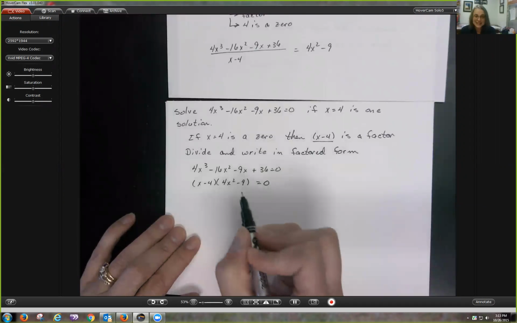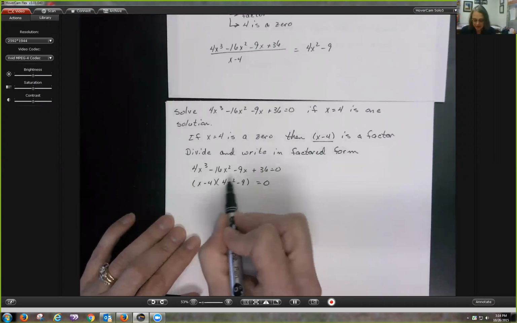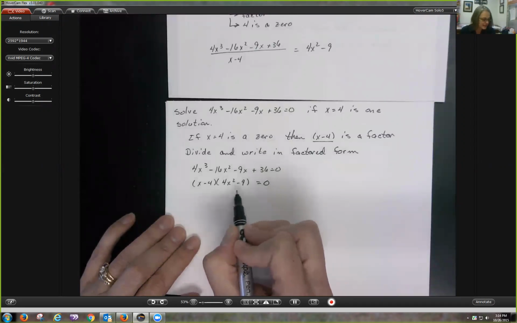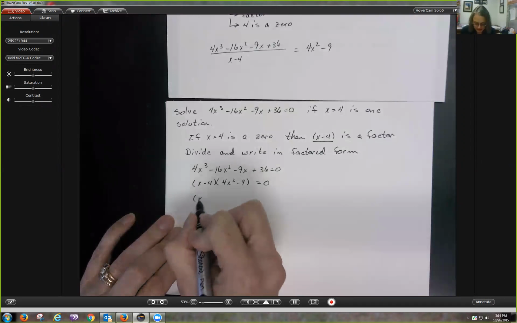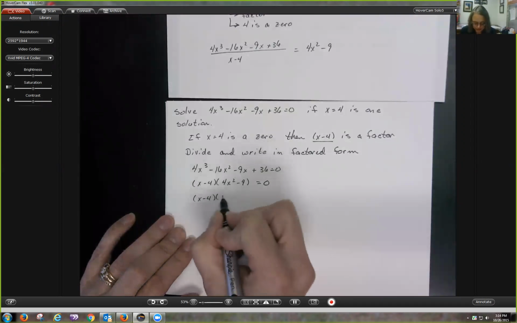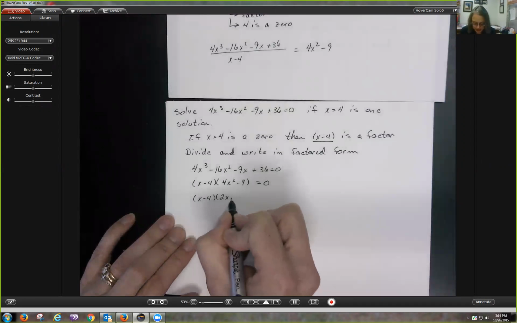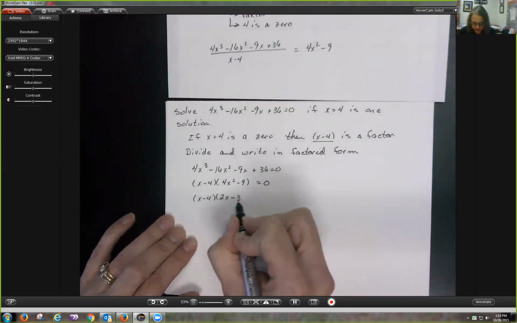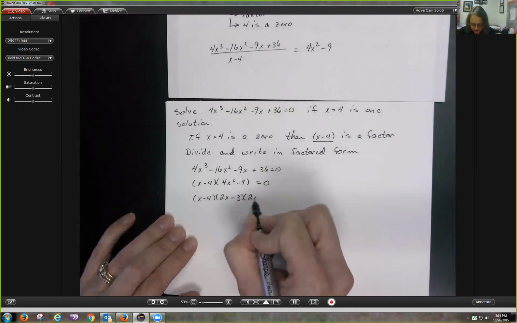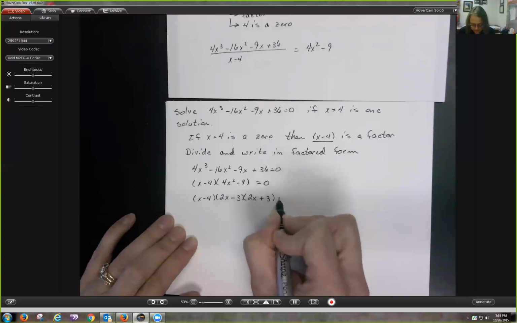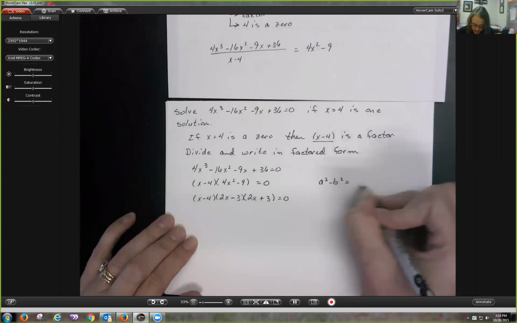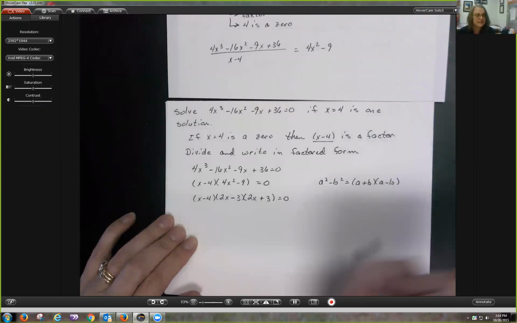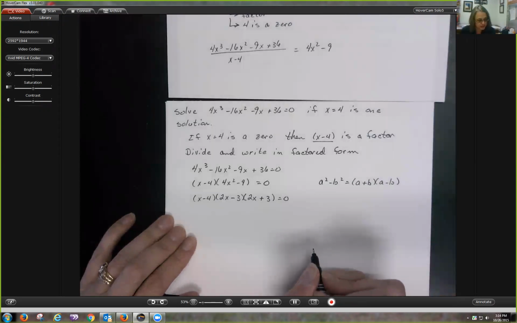Now we need to completely factor. So we have to look at this second factor here and remember that it's a difference of perfect squares. And remember how it factors. It's going to factor as the square root of the first term, which is 2x, minus the square root of the second term, which is 3, times the same thing, plus. This comes from a squared minus b squared equals a plus b times a minus b. That's the factored form for a difference of perfect squares.